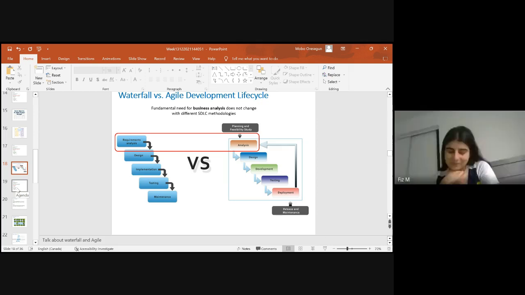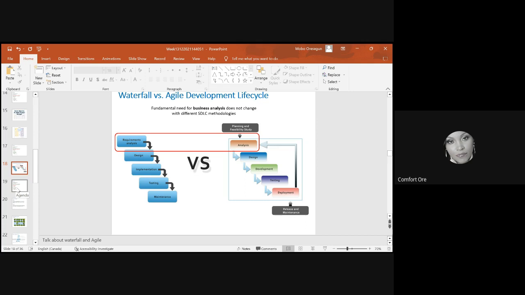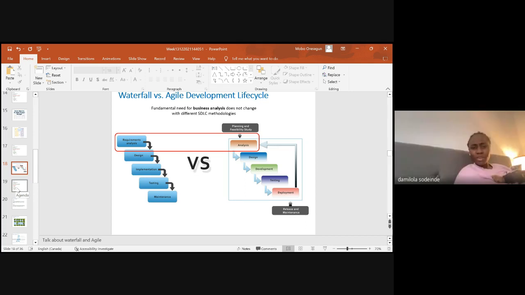Danny, you wanted to say something? My question actually is, in the case of companies that are using the waterfall methodology, when they have a problem, with Agile, you can actually go back to analyze again. So with the waterfall methodology, when they have a problem, how do they actually go back to figure out where this problem is coming from? How do we fix it?